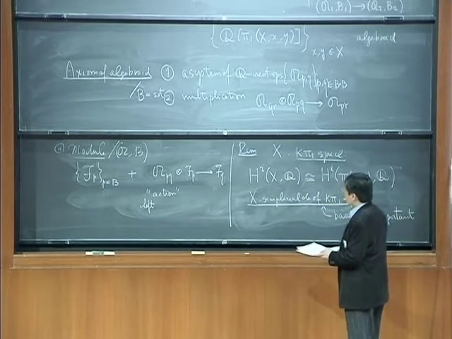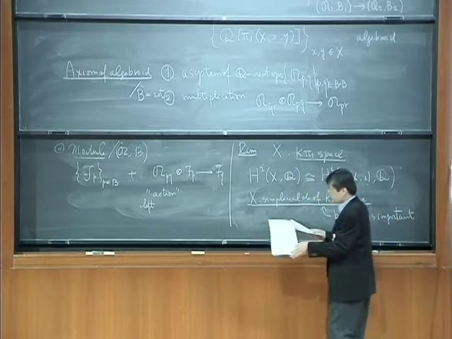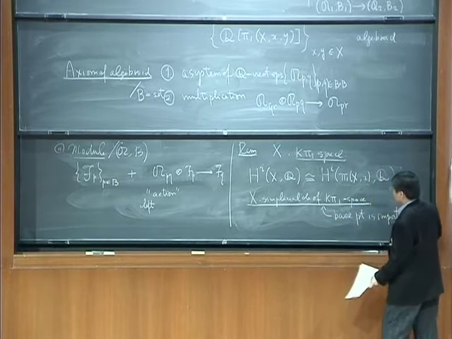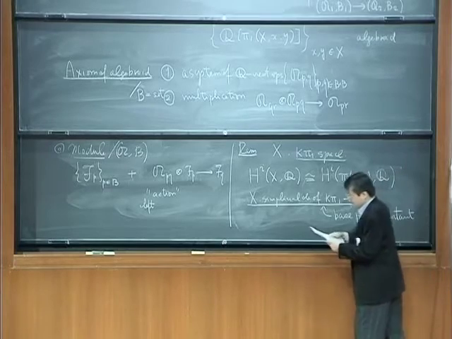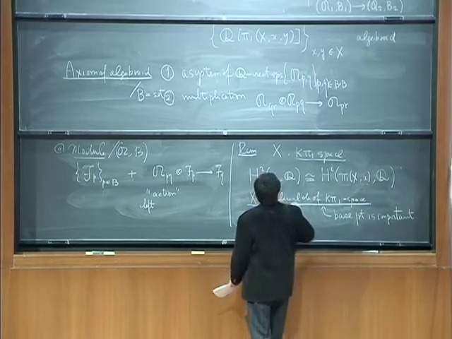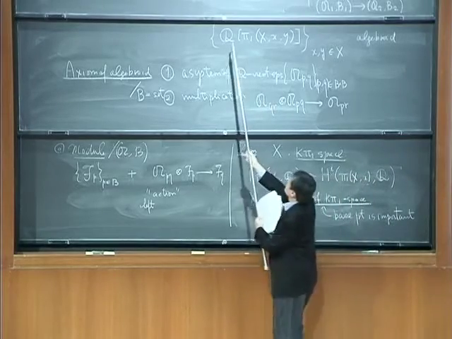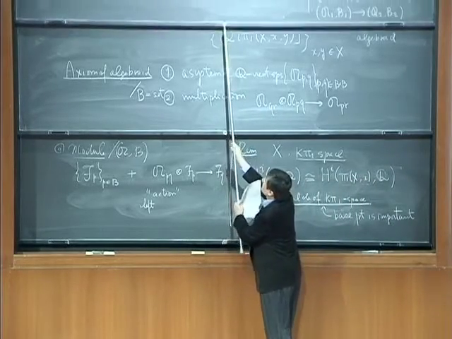So we are mainly interested in mixed motives and mixed Hodge structures. So base point is very important. Now I will give a very important example of algebroid.